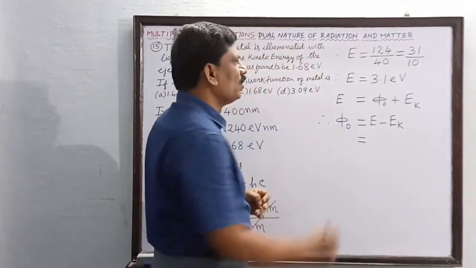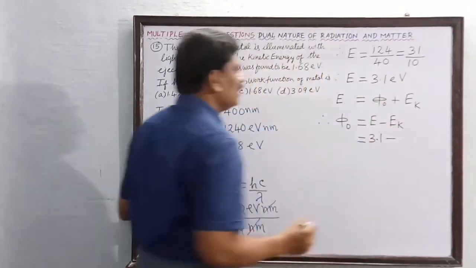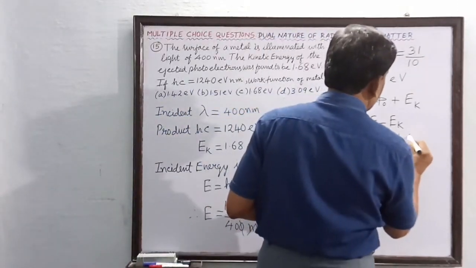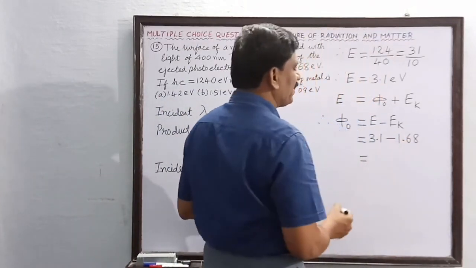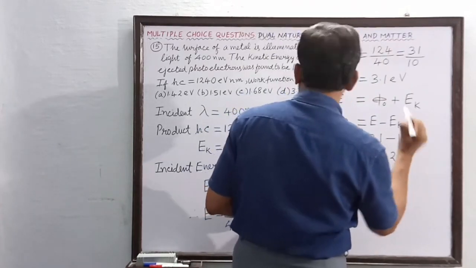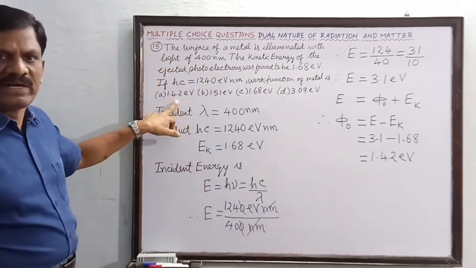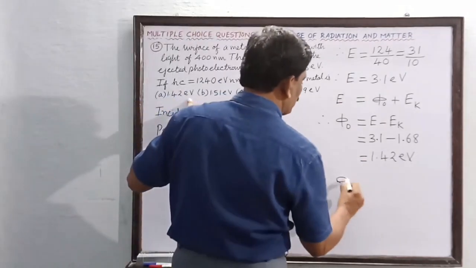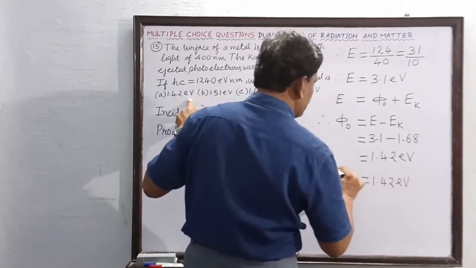So you have to substitute now: 3.1 minus the kinetic energy, which is 1.68. This is to be subtracted. If you subtract, this will be 1.42 electron volt. So there is one option, 1.42 electron volt. Therefore the work function is equal to 1.42 electron volt is the answer.